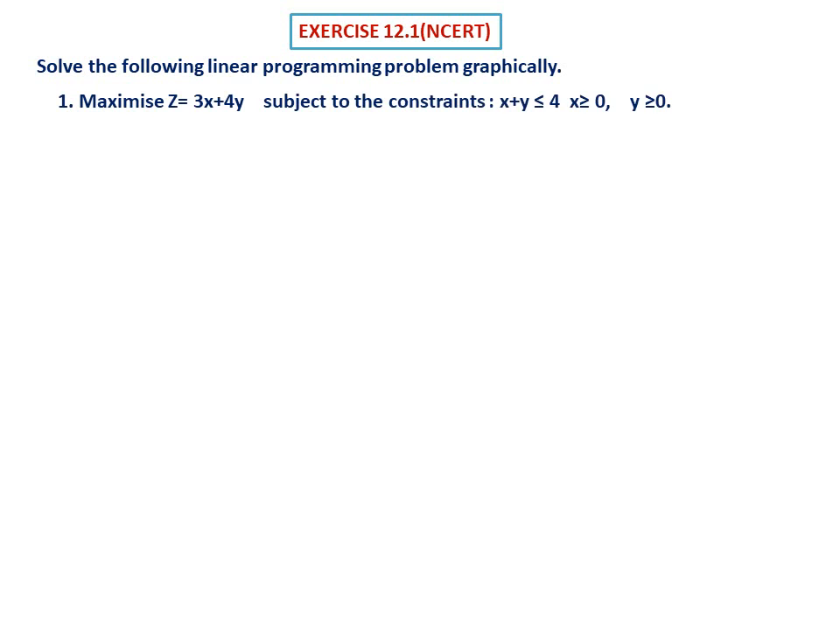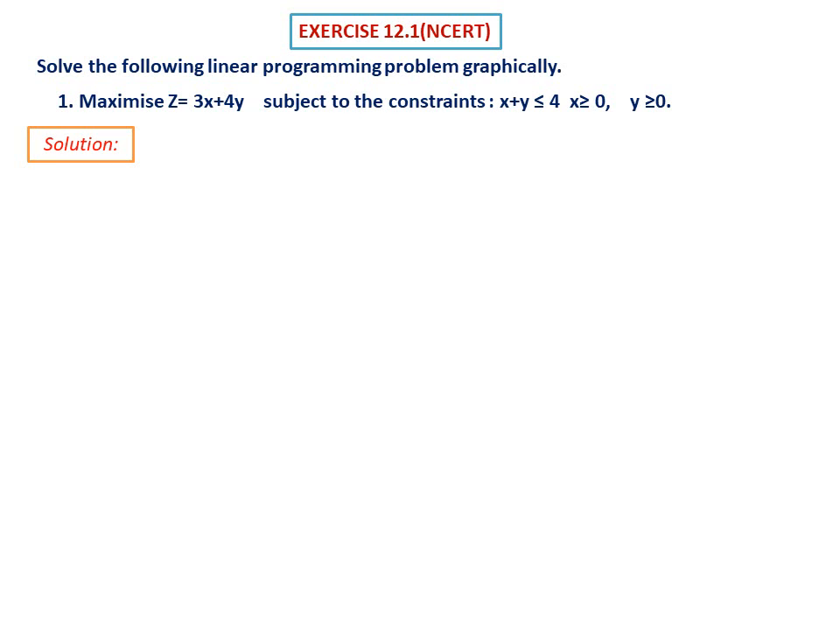Now let us take exercise basic problems in the beginning. Solve the following linear programming problem graphically. See, already the problem is given, so it is not a word problem. The LPP directly is given. Our job is to just draw the graph and find the maximum and minimum as the case may be. See, here the question is maximize z equal to 3x plus 4y. That is the objective function subject to the constraints.